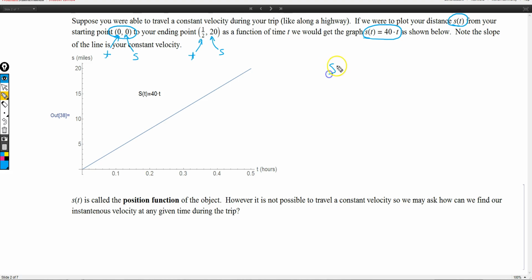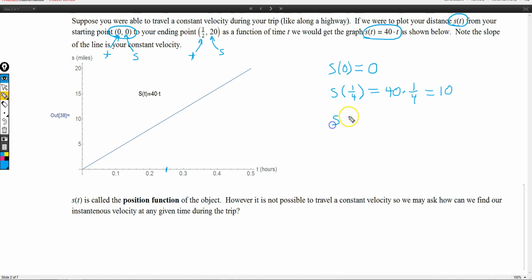Notice that S of 0 equals 0. So that tells you that at time 0, you are 0 miles from your home. You're at your starting location. S of, let's say, 1/4, that's a quarter of an hour, or 15 minutes. Well, that's going to be 40 times 1/4, and that is 10. So in 1/4 of an hour, you are 10 miles from your home. So you would see that right here on the graph. Right here is 0.25. You'd go up and then over, and right there at 10 is where you would be.